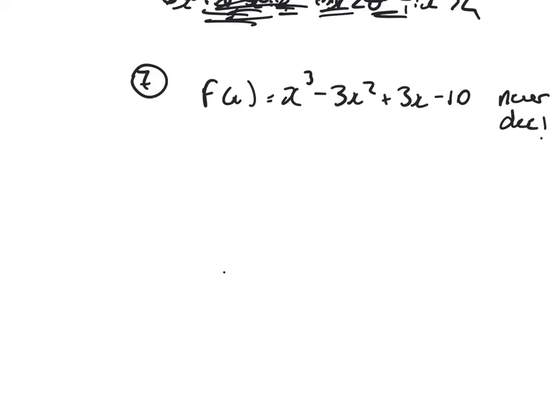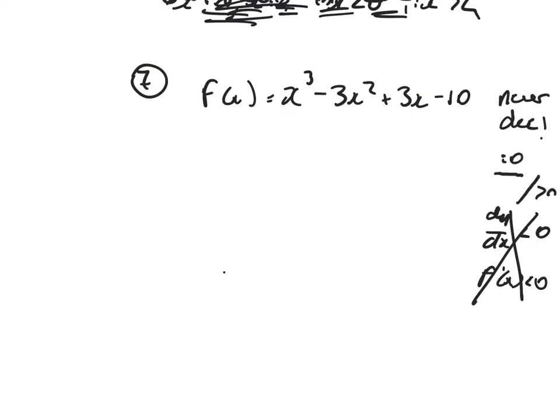If you think about it, if a function is never decreasing, it's always either going along or it's going up. Therefore, it's never going down, and that means that the gradient is never less than 0. Which means its gradient must always be either equal to 0 or greater than 0, i.e. greater than or equal to 0. So if it's equal to 0, it's going along, it's horizontal. If it's greater than 0, it's going up, which must be the case because it's never decreasing.